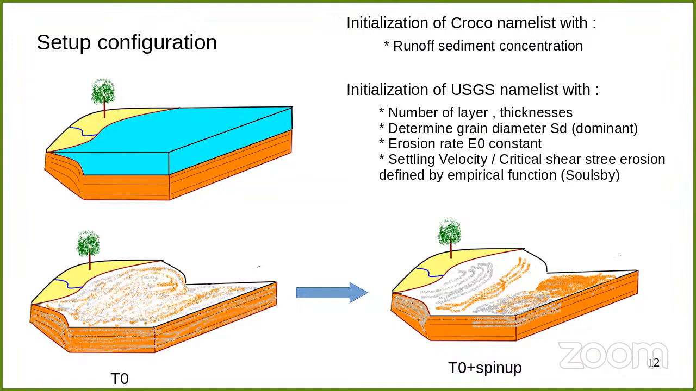And then if you have chosen the USGS module, you have to fix the number of layer thicknesses. I didn't mention the porosity, but grain diameter, your erosion rate. As I said, you have to calibrate it. Settling velocity for each grain size, because it's grain dependent, but also critical shear stress erosion. You can find an empirical function like for Soulsby.